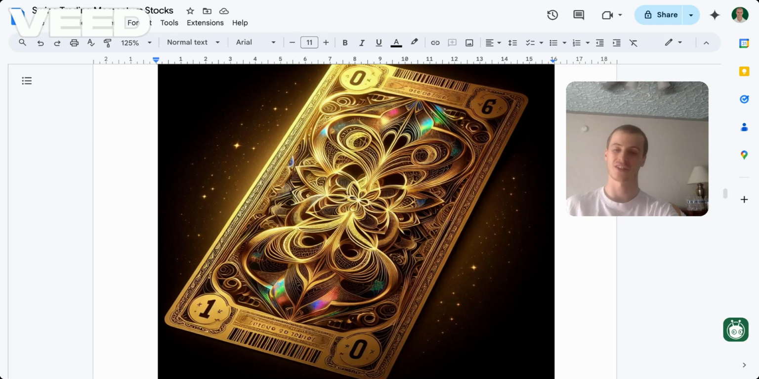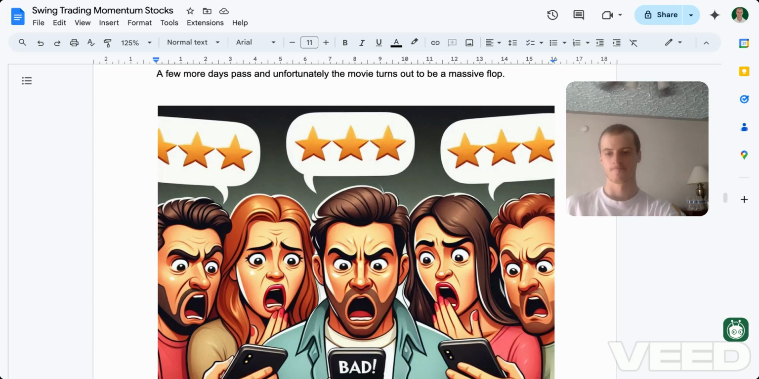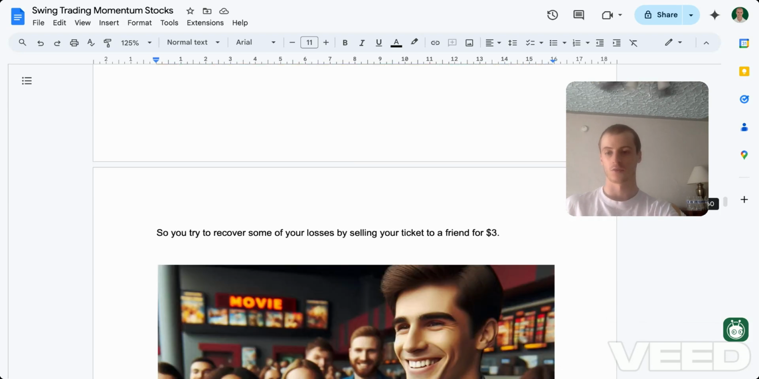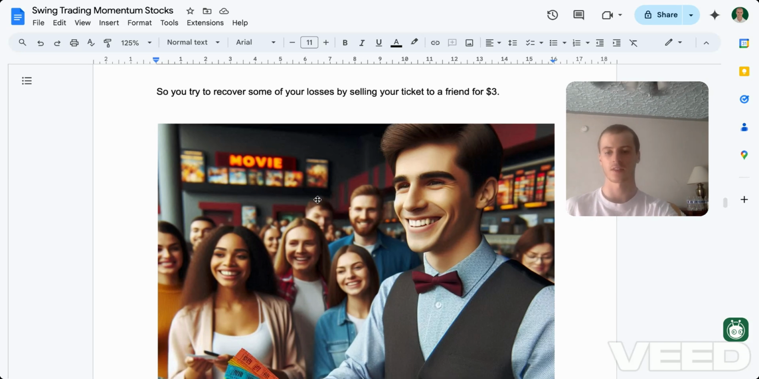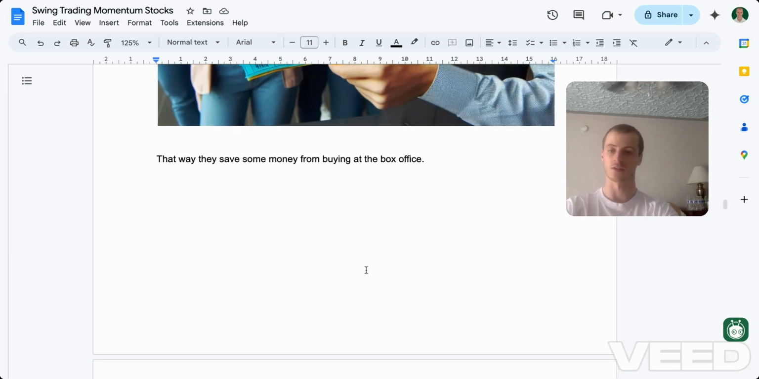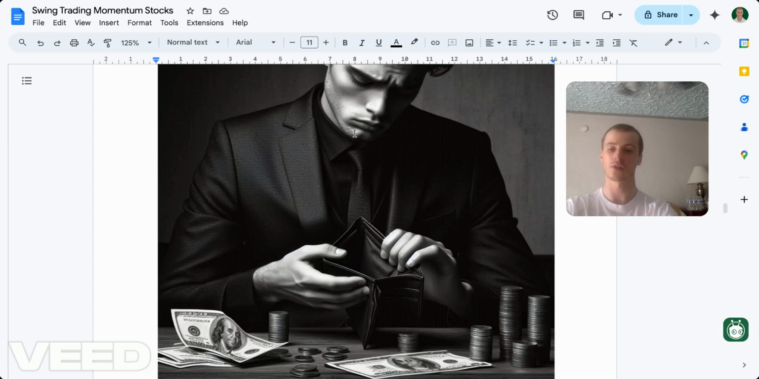A few more days pass and the movie gets released, and unfortunately it turns out to be a massive flop. Okay? The ticket price crashes to $5. So what you do is you decide to try and recover some of your losses by selling your ticket to a friend for $3. Okay? That way they save some money from buying at the box office. But overall you would still lose $7 from buying the ticket and $2 for the special offer to begin with, the premium. This gives you a total loss of $9.